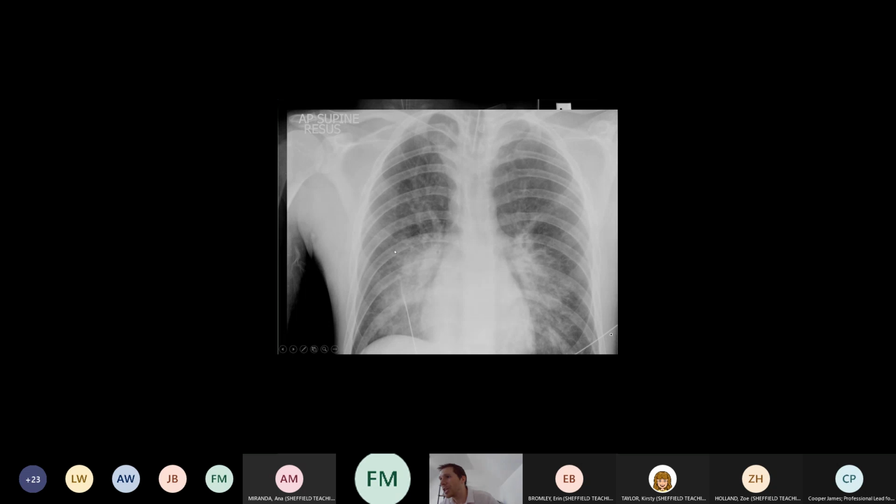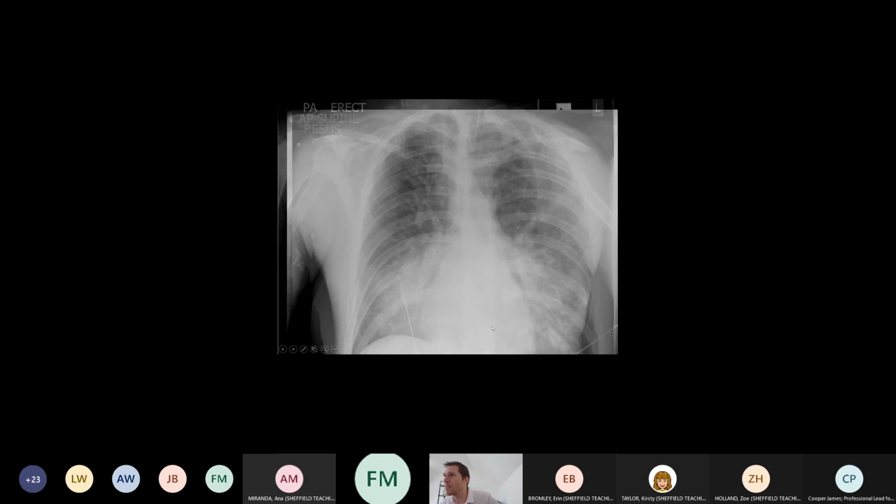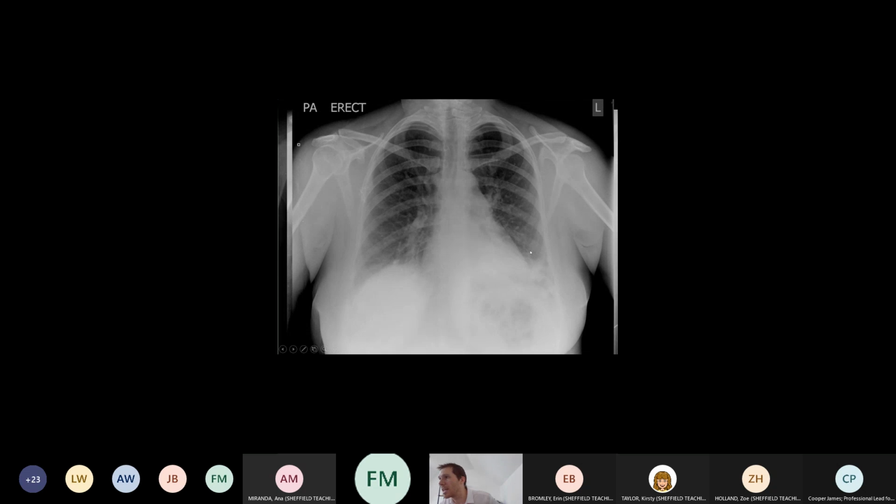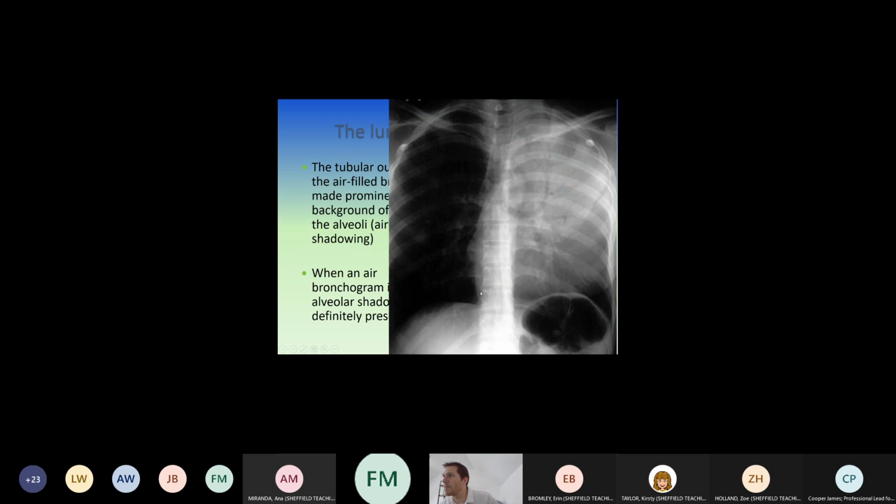This one, again, patchy, white, fluffy in the lower zones bilaterally. Again, that's consolidation. And again here in this left lower zone, patchy, white, fluffy, ill-defined, that's consolidation. Again, this is an air bronchogram again. We've filled the alveoli with fluid. If you see an air bronchogram, it has to be consolidation. So this is consolidation in which lobe? Does anybody want to have a guess?